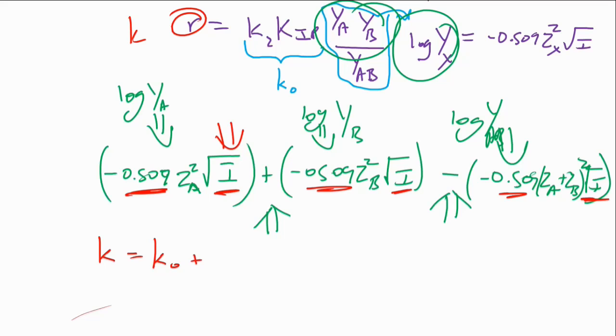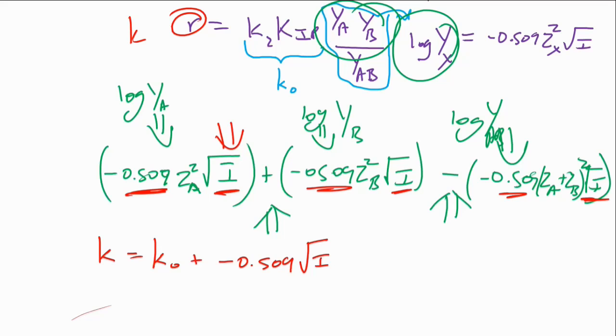Now let's summarize. Let's go. This number here is common. Alright? And so what we'll write is minus 0.509, because that won't change. Root I won't change. It's common for all of them.